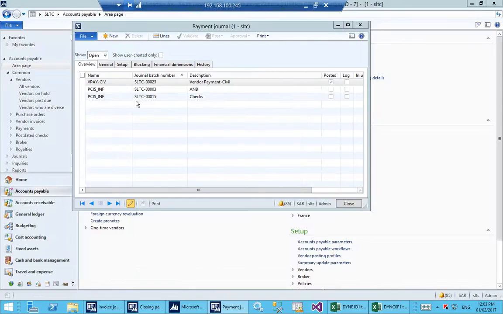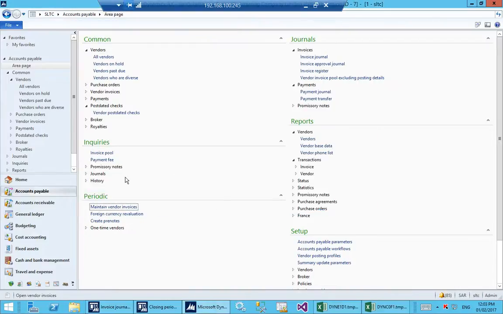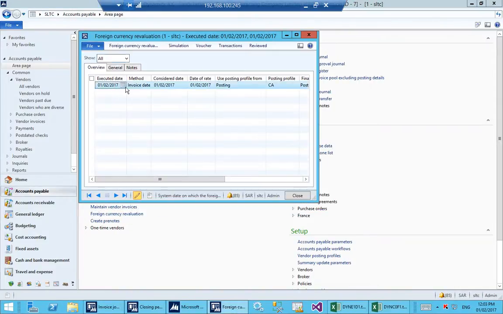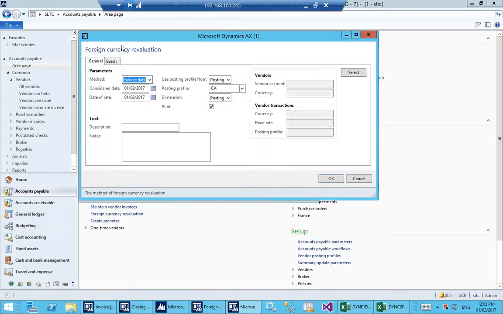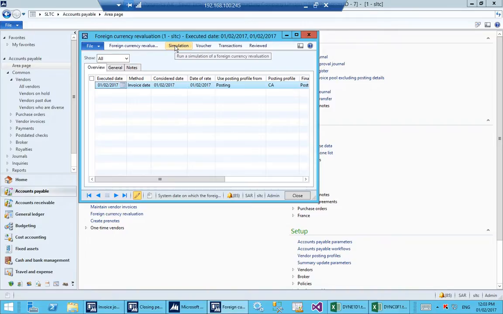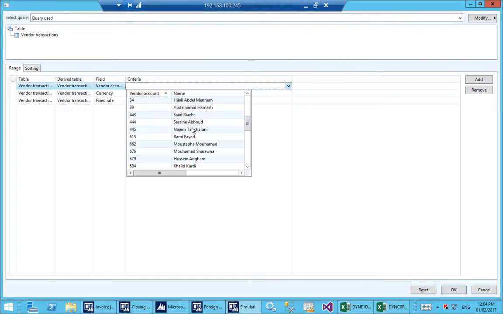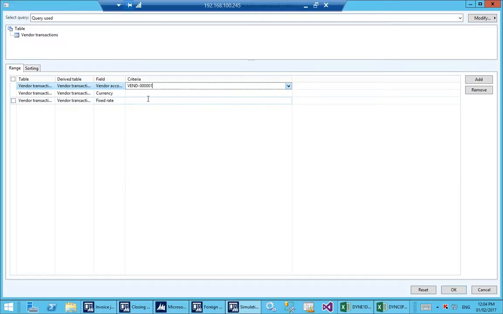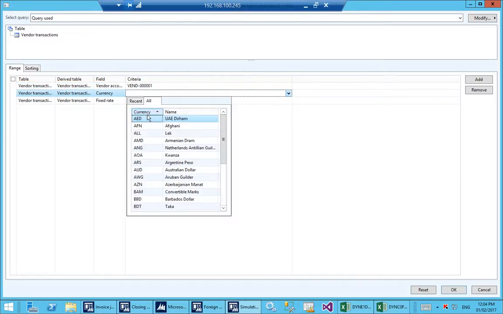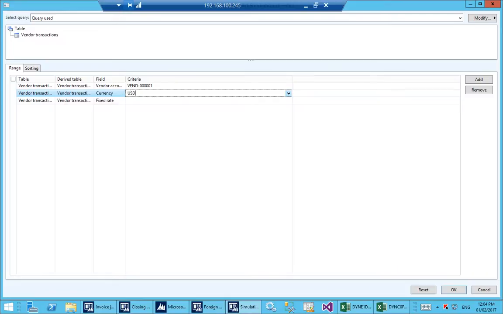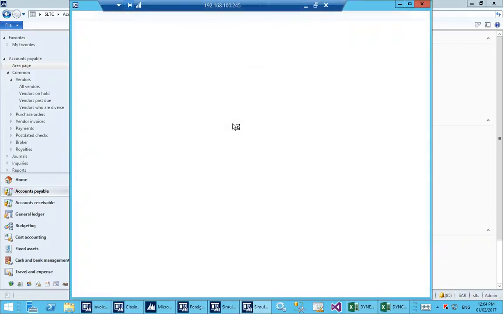So we will run the revaluation from accounts payable, foreign currency revaluation. We can also make a simulation to see the result. Method, invoice date, consider date as today, date of rate today. I can select a specific vendor account, no issues. Let's do it for all. It will take time. And which currency can I select? USD, for example. And I click OK.